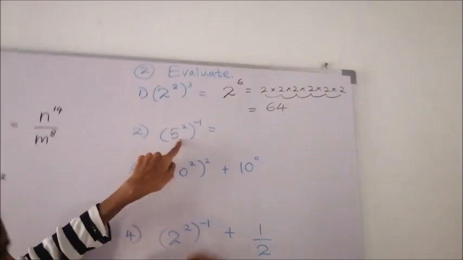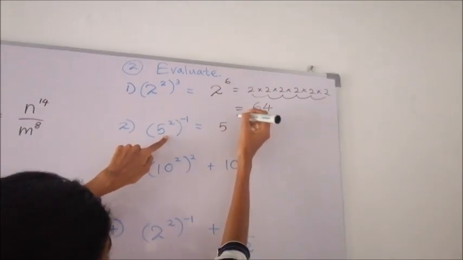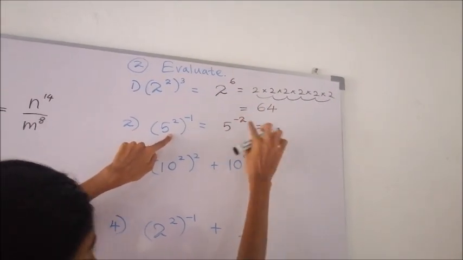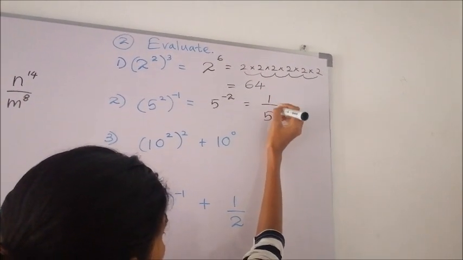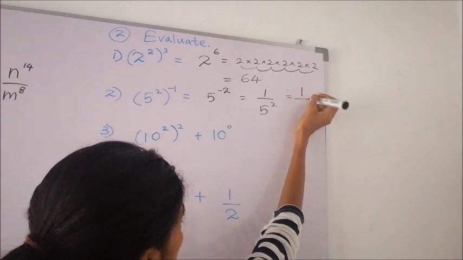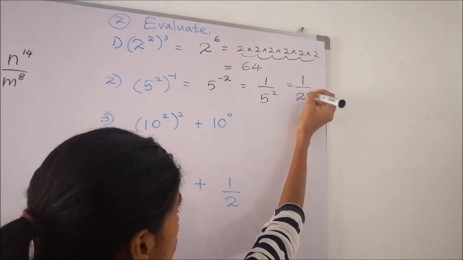Next, we will multiply the indices. 5 to the power minus 2. Now to make this minus as positive, we will write the reciprocal. 5 squared. What is 5 squared? 5 multiplied by 5. 25.